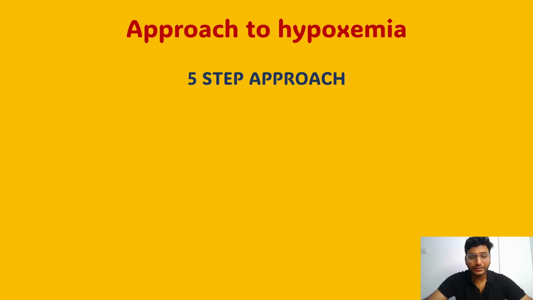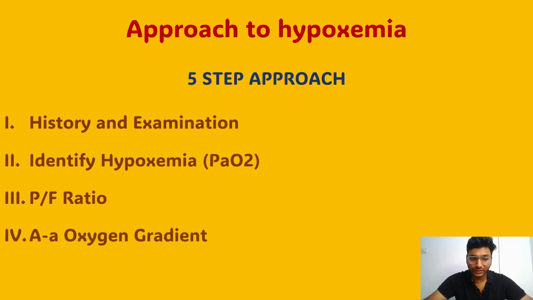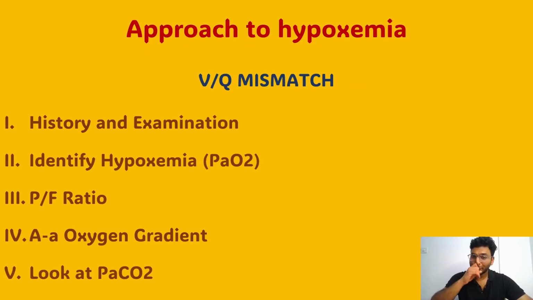For any patient, the first step in ABG analysis should be the evaluation of hypoxemia, where you have to look initially at the history and examination, and you look at the hypoxemia based on the partial pressure of oxygen, and you look at the severity of hypoxemia using either the PF ratio or the alveolar arterial oxygen gradient, and finally look at the PaCO2 for the hypoventilation. So how will you assess the ventilation perfusion mismatch? What are these 5 questions in a ventilation perfusion mismatch?